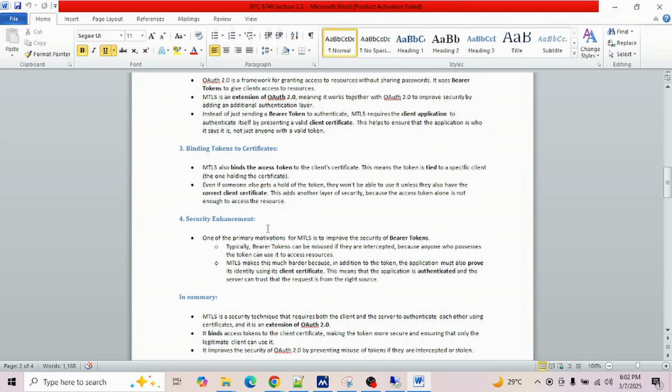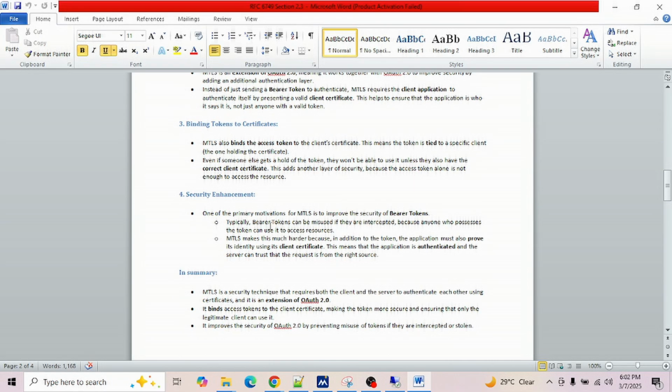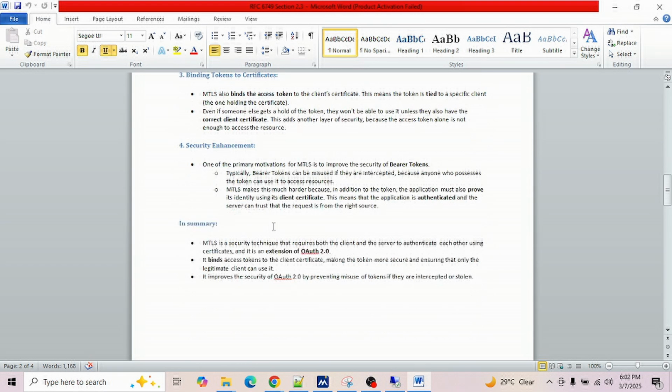In the vulnerability section, if you remember, we already discussed token hijacking, right? But if you use mutual TLS and somehow the access token is hijacked, the attacker will not be able to do anything with it, because it's tied to a specific client, the one holding the certificate, and the attacker will not be able to get that certificate. So that is one way. You are just adding an additional security layer to the bearer token by binding the token to the certificate.